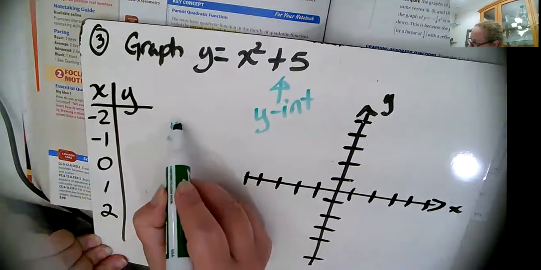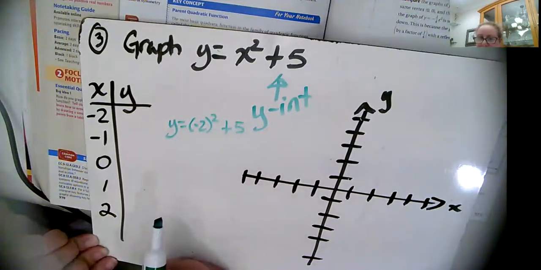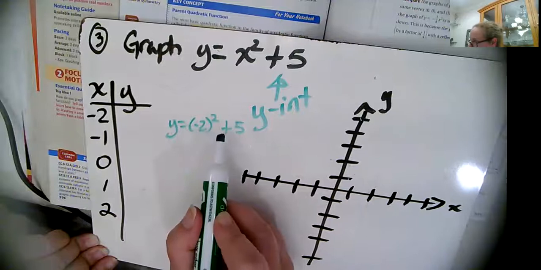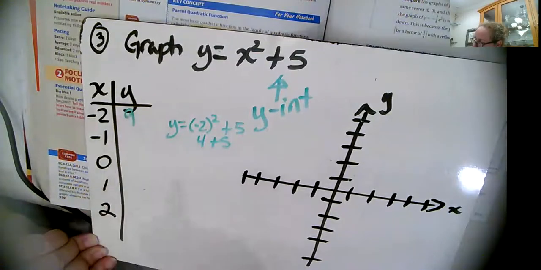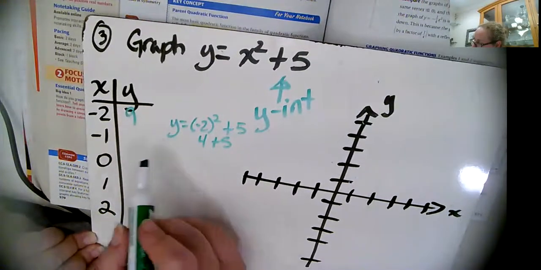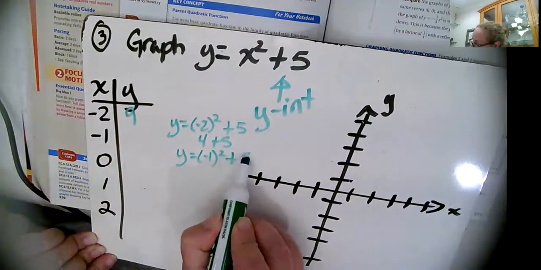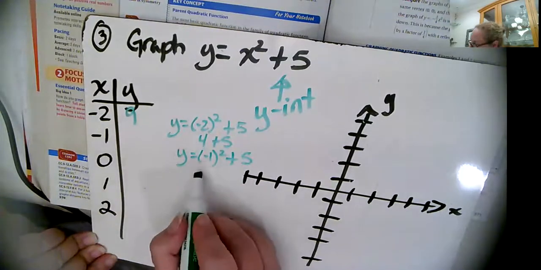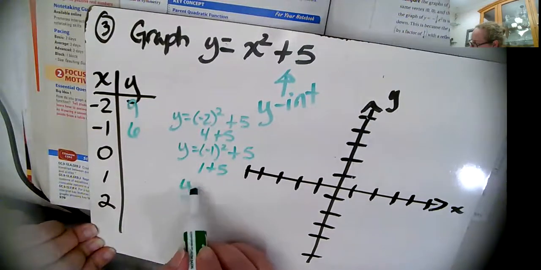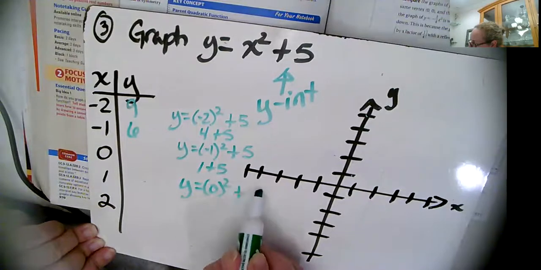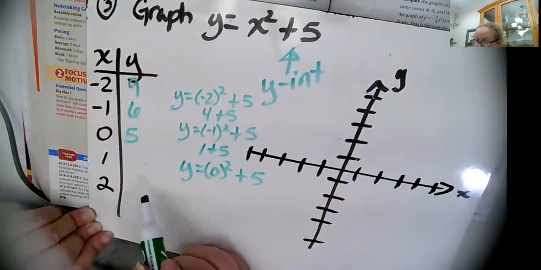So for -2, y equals -2 squared plus 5. So -2 times -2 is 4. 4 plus 5 is 9. So -2, 9. Now we're going to do -1. Y equals -1 squared plus 5. -1 times -1 is 1. 1 plus 5 is 6. Then 0, y equals 0 squared plus 5. 0 plus 5 is 5. That's exactly where our vertex is.